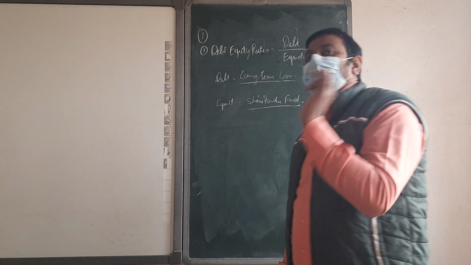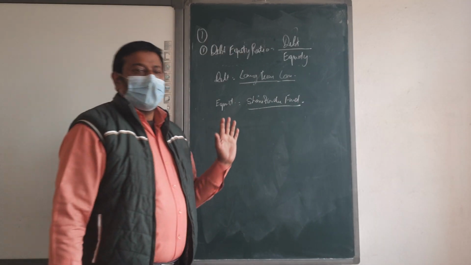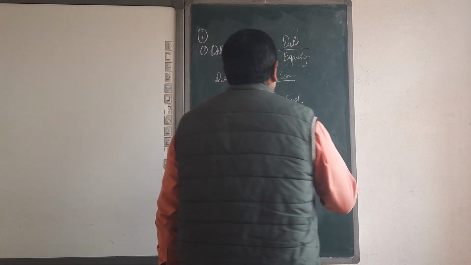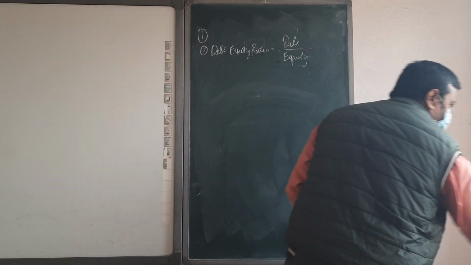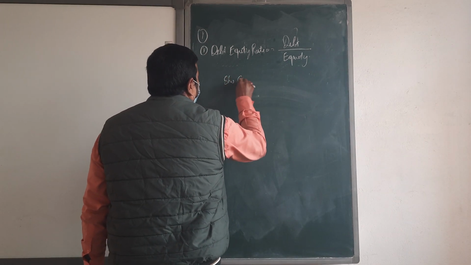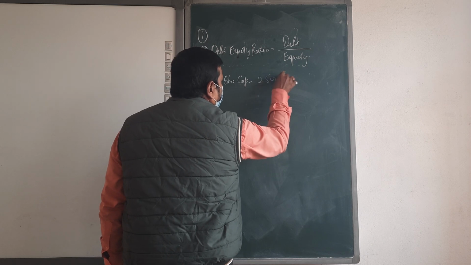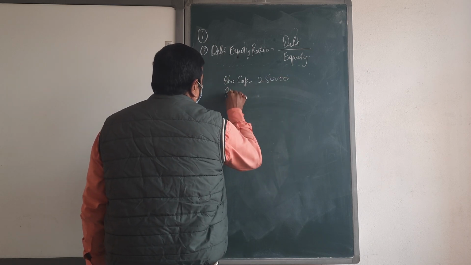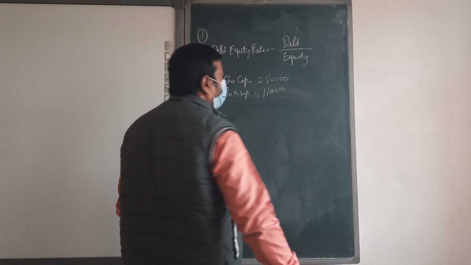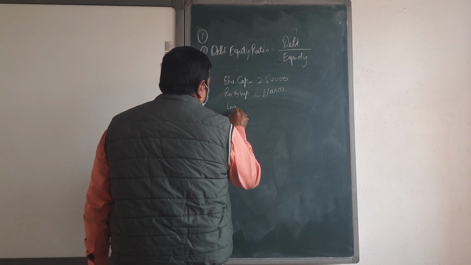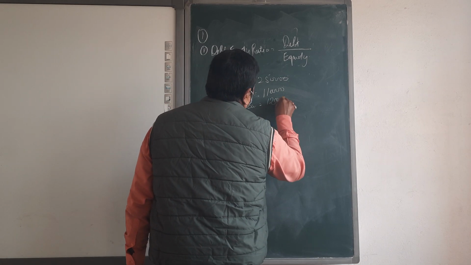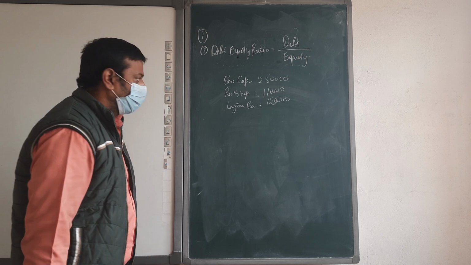Okay beta, we are taking one question for all the headings. Calculate debt equity ratio from the following particulars. Share capital 2,50,000. Reserve and surplus 1,10,000. Long term borrowing amount 1,20,000. Okay, next. Long term provision 50,000.